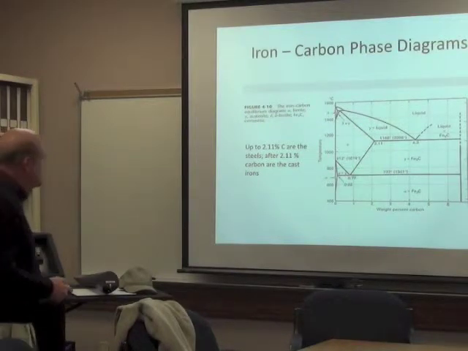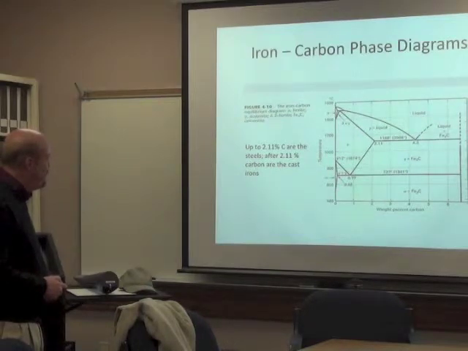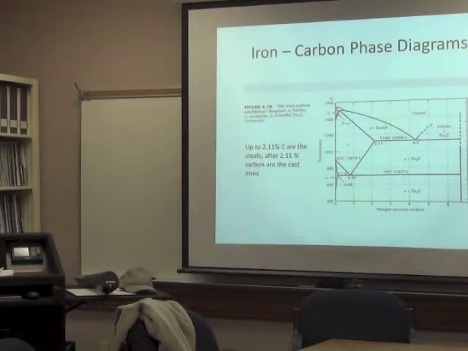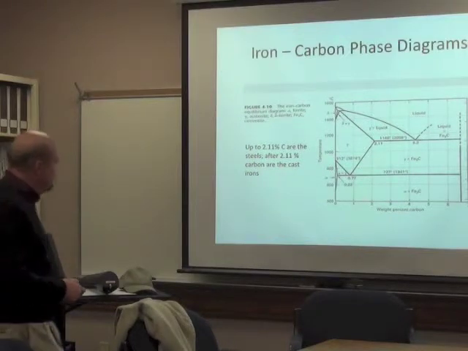Now, you see here a bunch of different phases, and they call this the alpha phase, okay, which is called ferrite. And we can talk about crystal structures when we talk about metals. That has what they call a body-centered cubic crystal structure, okay. And the gamma phase here, that's the austenite phase. It has a face-centered cubic structure. And then you see here the Fe3C, they call that cementite or carbide, okay, which is an intermetallic compound.